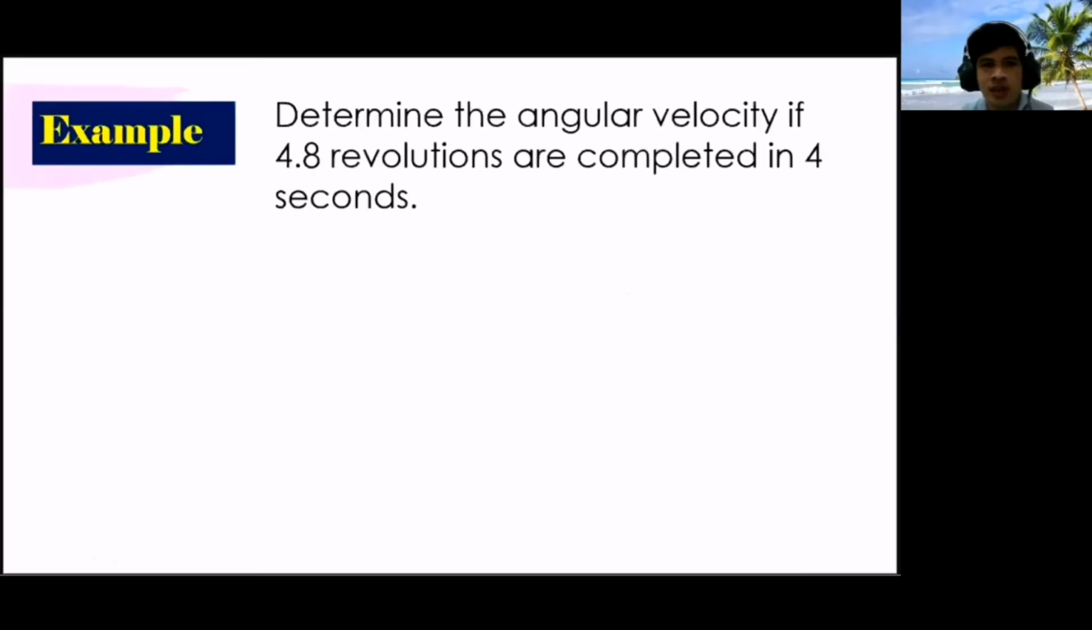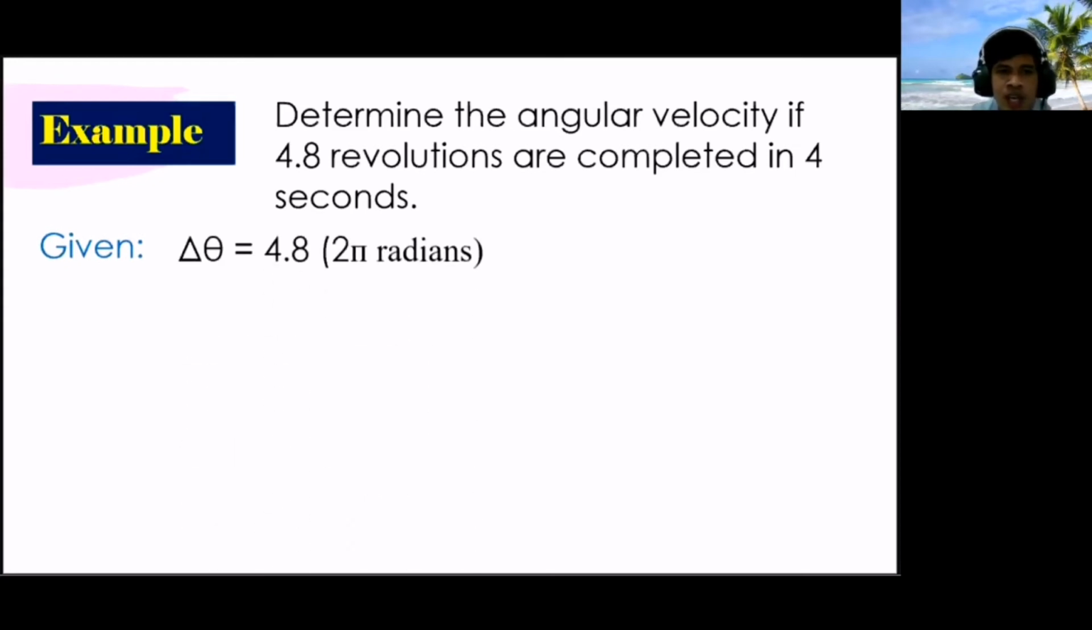example number 1: determine the angular velocity if 4.8 revolutions are completed in 4 seconds. How do we do that? You are going to determine the angular velocity if 4.8 revolutions, it means that an object was able to complete the circle 4.8 times, 4.8 times in 4 seconds. So first we need to identify the given. What are the given here?